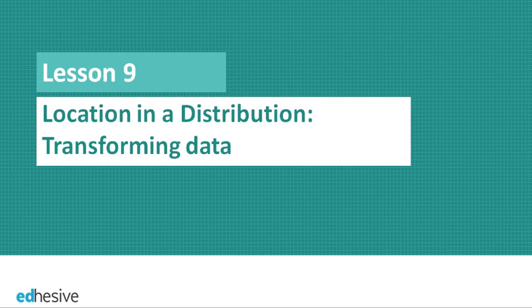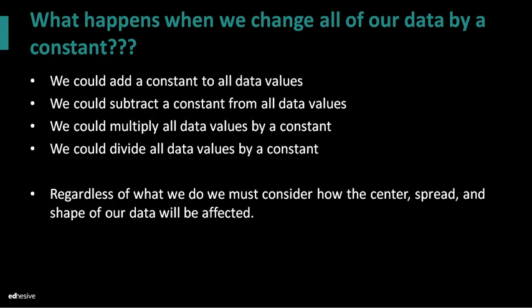All right, this is the last part of lesson 9, which was about the location in a distribution, but now we're going to focus on transforming the data. So what could happen when we change all of our data by a constant? What we're talking about in this video is how our values change when all of the data gets changed by a constant. Now there's 4 ways that we could change data by a constant.